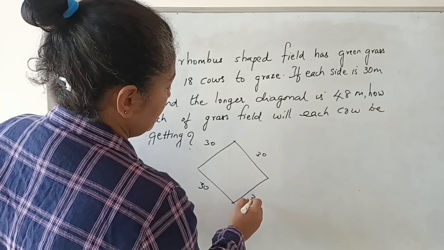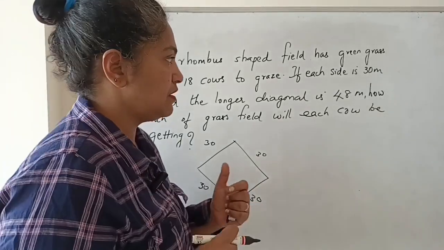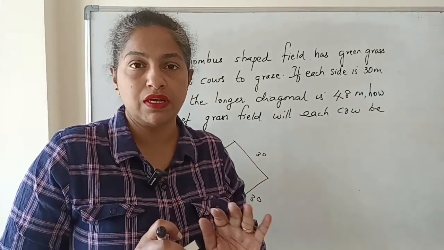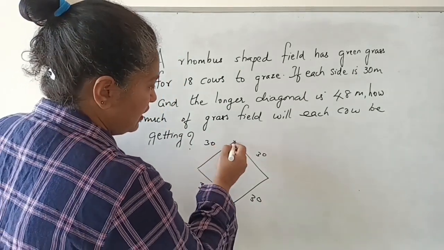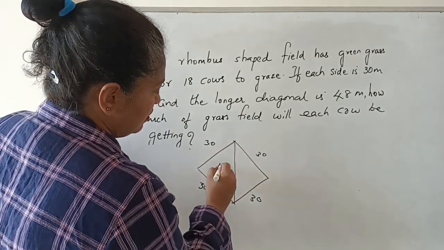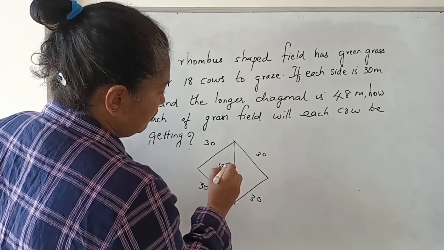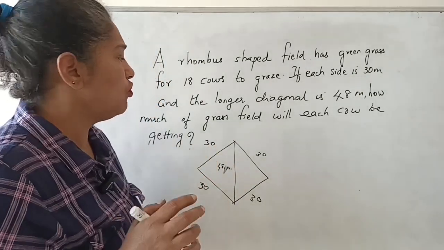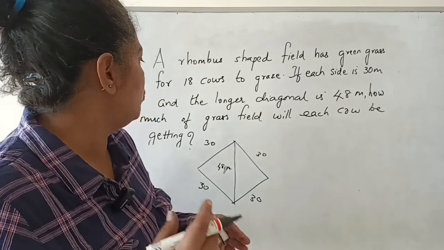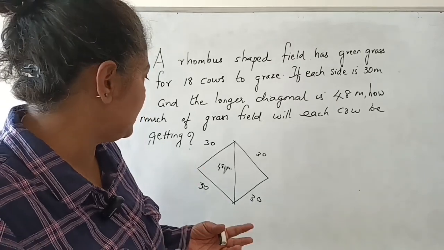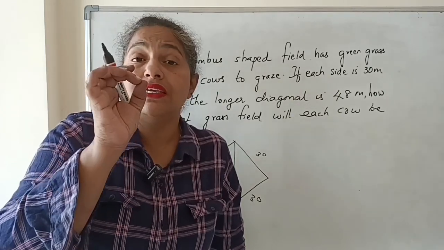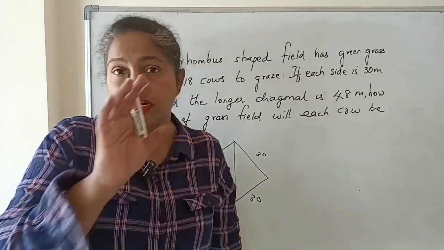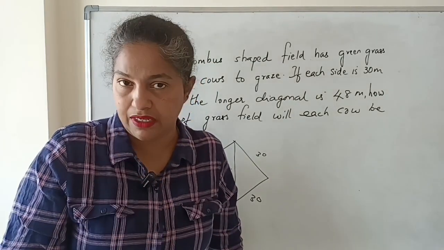So they are telling that the longer diagonal is 48 meters. You know that the diagonals of a rhombus are not equal to each other. So let us randomly mark one diagonal to be 48 meters. Okay. So we need to find how much of grass field each cow will be getting. So there are 18 cows. So in order to find how much of grass field each cow will be getting, we need to find the total area and then divide by 18.